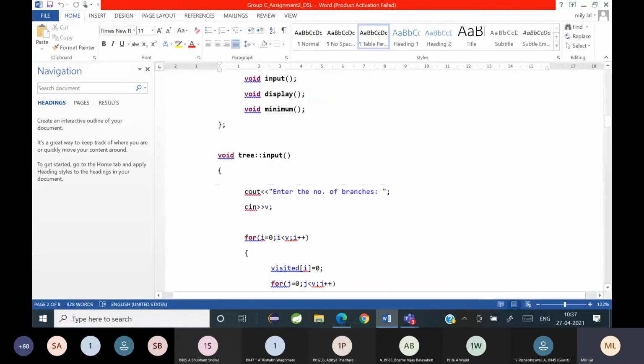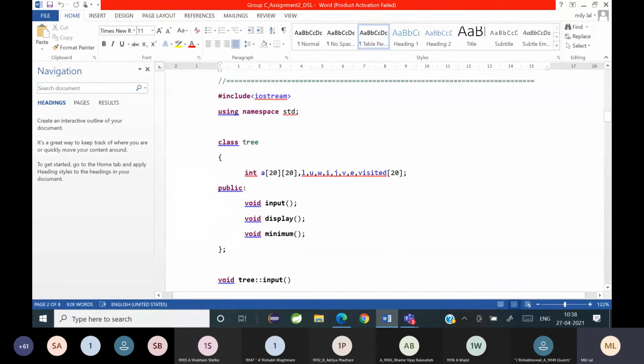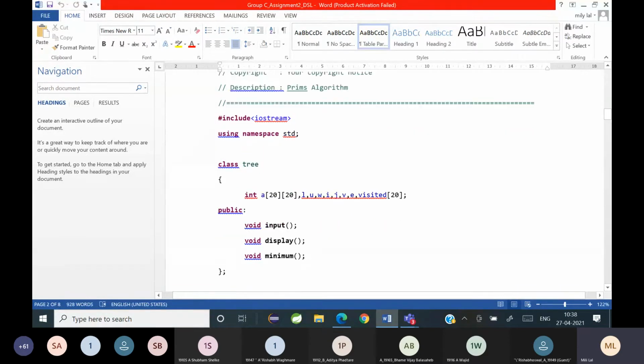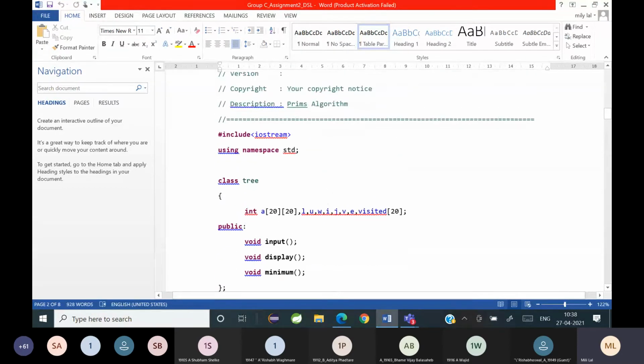Yes, and we are going to represent it in the form of a matrix. That is why A[20][20] is being declared here. So we are using adjacency matrix. Now, if you want to use an adjacency list, also it's very well and fine. Okay, in this example, we are using adjacency matrix. Because we have to represent the graph, and then using that representation, you're going to select the minimum cost tree.